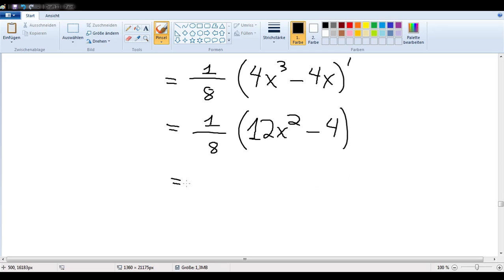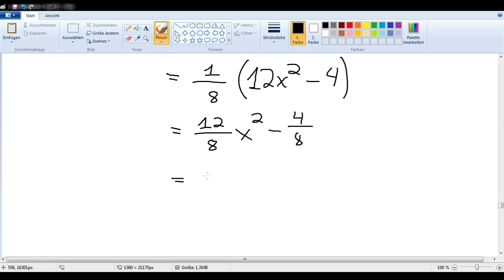So now we can just multiply this out. We have 12/8 x squared minus 4/8. So if we simplify that, we get 3. Oh, let's do it this way. 1/2 times 3, right? So that's just 3 2's, right? That's equal to 3 halves there.